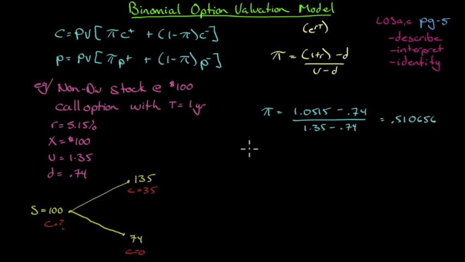So let's see if we can't find our C. And we should get 16.9975, the same thing we got on the last screen. We should get that by using this. So what is the probability of going up?